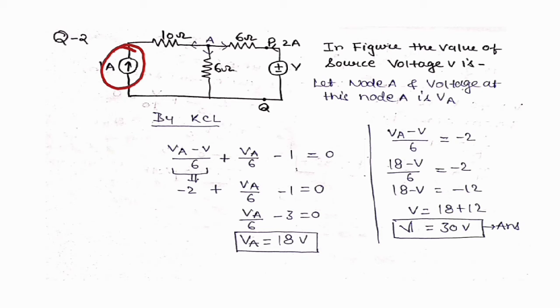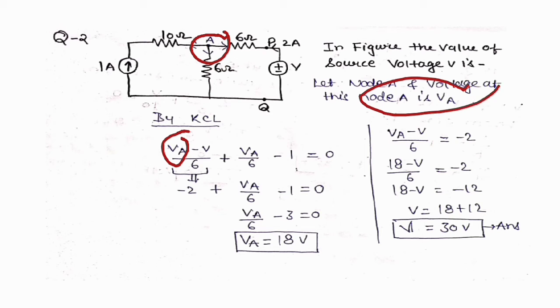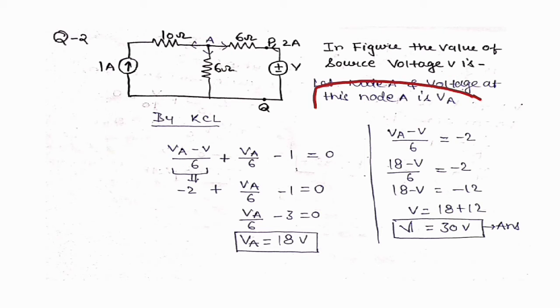So step 1 is completed here. Step 2, what is step 2 actually? In step 2 you have to assign some voltage, the node voltage actually. Here you see there is only one node, so the node voltage is A, we can call it VA. Okay, so this node voltage is VA. Here I can also write it, this node voltage is VA. So this is the second step.